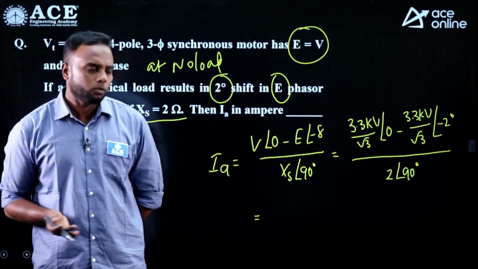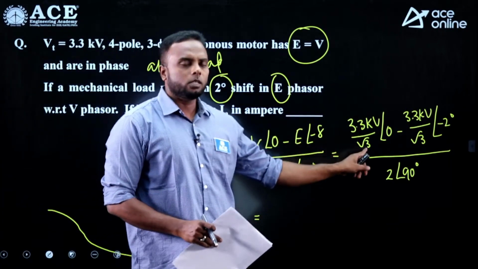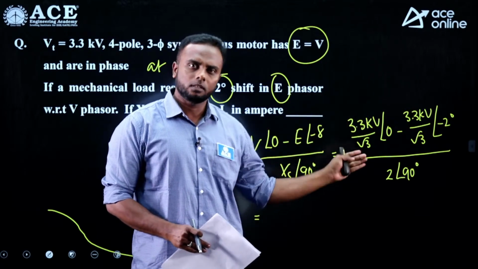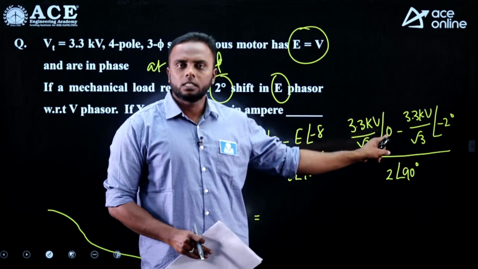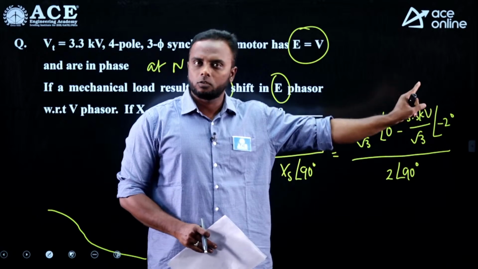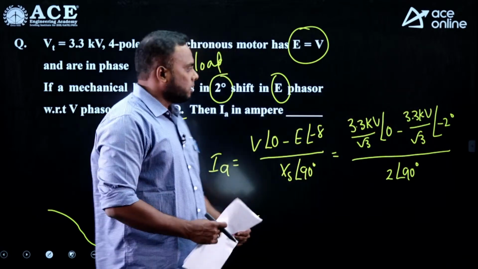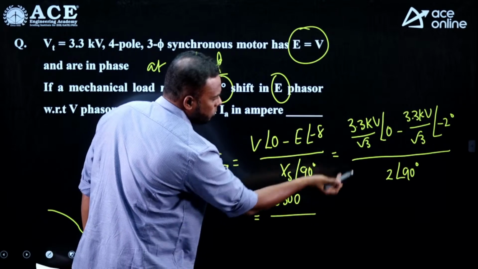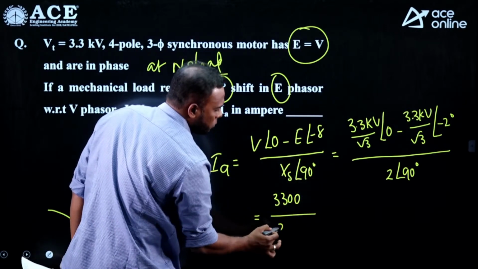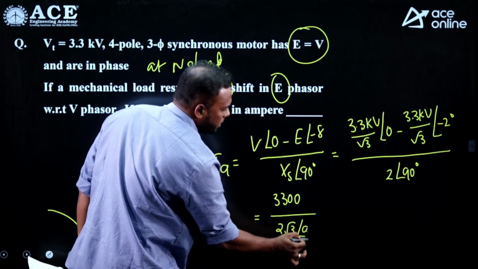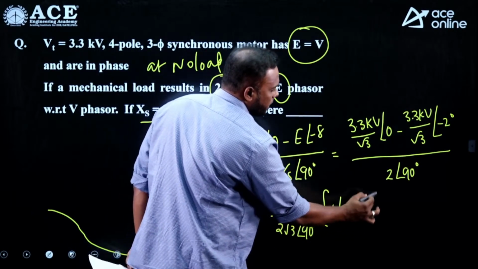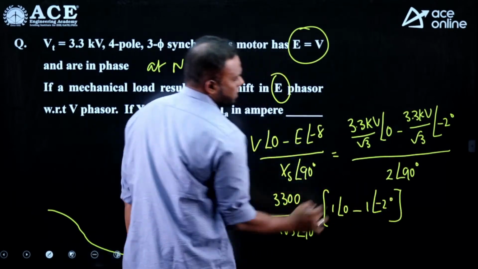It is very simple. Take 3.3k by root 3 common, so take 3300 by root 3 outside first. This is 1 at an angle 0 minus 1 at an angle minus 2 degrees. Then, with 3300 divided by root 3 outside, this is 2 root 3 at an angle 90 degrees, and here we have the remaining 1 at an angle 0 minus 1 at an angle minus 2 degrees.